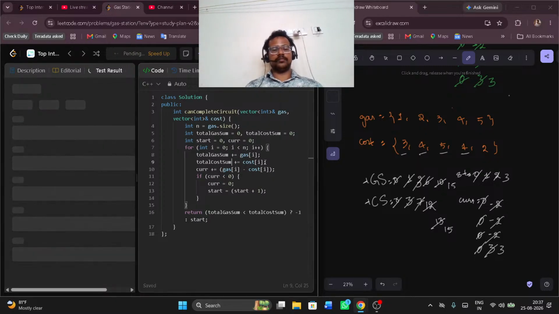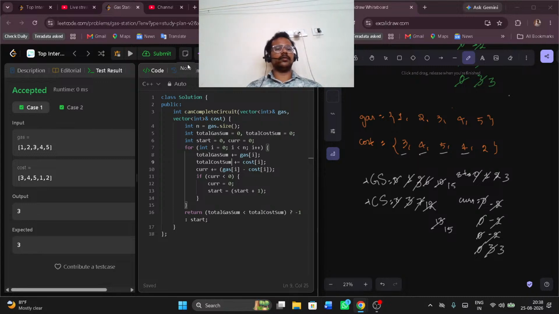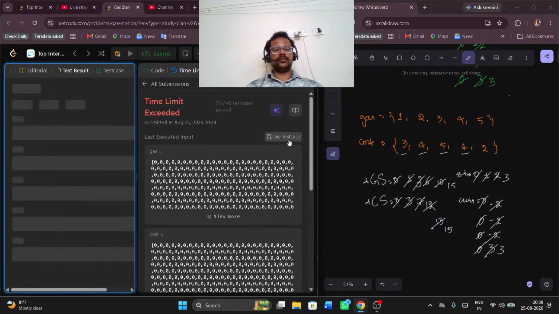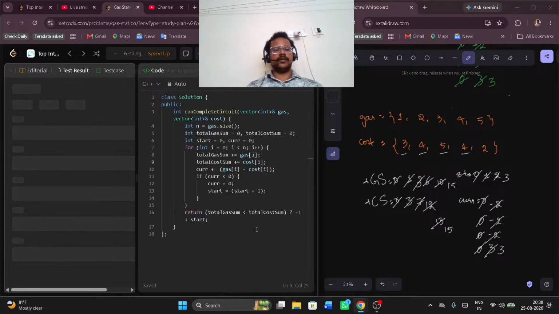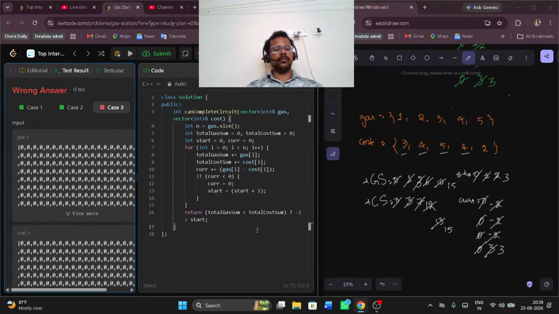So I think I'm correct. Okay, so no, we got a wrong answer. Total gas sum and total cost sum. So if current is less than 0, current will be reset to 0. I think there is an error.